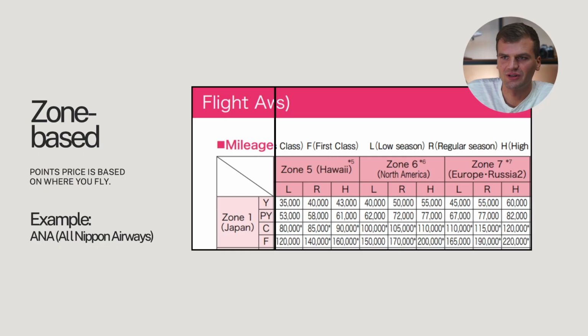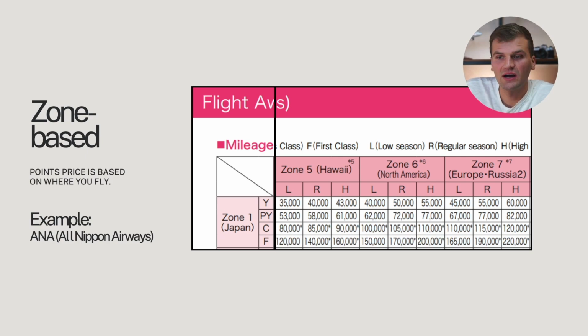So if you were to fly, they have L, R, and H. L stands for low season, R stands for regular season, H stands for high season. Most dates are going to fall in the low and regular season. There are a few days like cherry blossom season, Christmas, and New Year's that are in the high season.